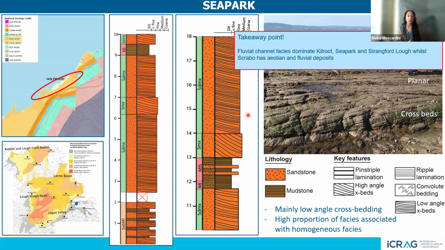So, takeaway point from these slides, should I say? The fluvial channel facies, so the ones which are associated with river deposits, are dominant in Kilroot, Sea Park, and Strangford Lock, whilst Scrabo has a mixture of both. It has the aeolian and the fluvial deposits too.